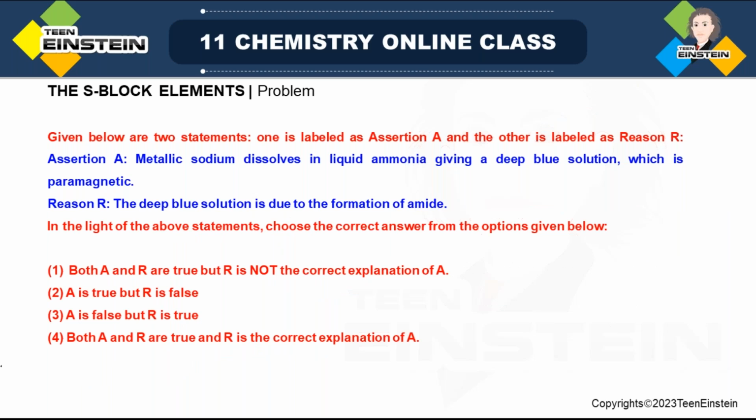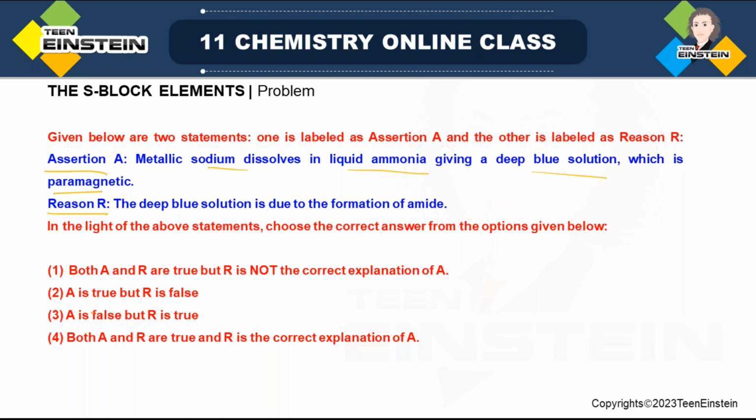So this question is related to liquid ammonia. Assertion statement, reason statement, and as you know, the format of assertion reason type of question. So first read the assertion statement. It is saying that metallic sodium dissolves in liquid ammonia, it gives blue colored solution, which is paramagnetic. Now this is absolutely true. The first solution we get is blue, and it is also paramagnetic in nature. Now paramagnetic is because of this unpaired electron.